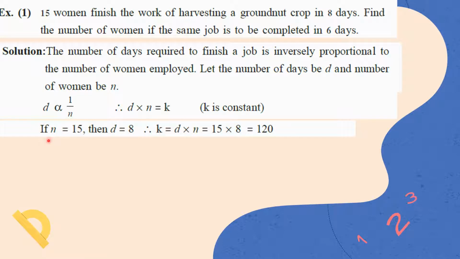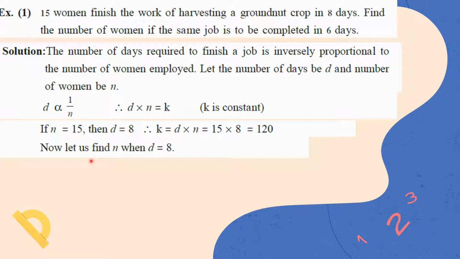If N is equal to 15, then D is equal to 8. That is, it is given in the question, 15 women finished the work in 8 days. Using this information, we will find out the value of K. So K is equal to D into N, which is 15 multiplied by 8, which is nothing but 120. So the value of K, the constant of variation, is 120.